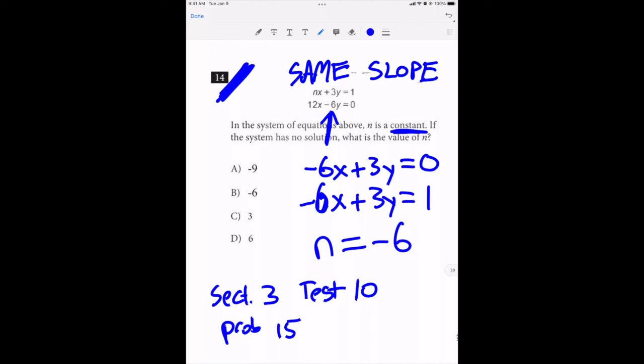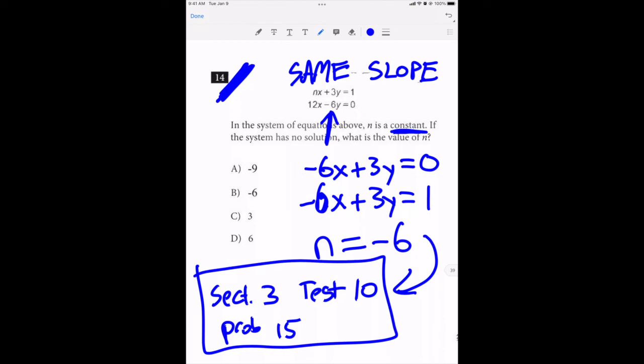If you want to practice this exact same concept, go check out that problem, section 3, test number 10, problem number 15.